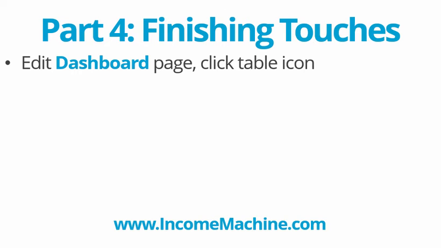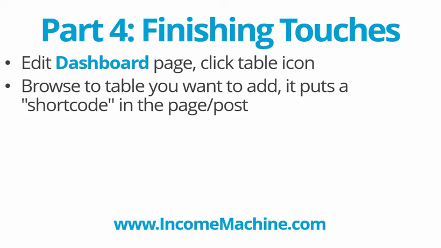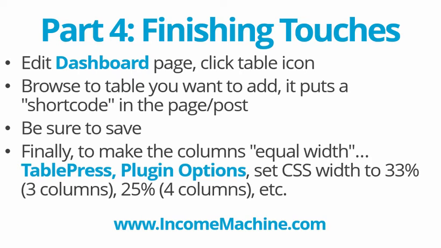Moving right along, in a second we will be editing the pages, edit the dashboard page, and there will be a table looking icon above the page contents we're editing. You click on that and it will show you a list of the tables you created in TablePress. It'll be easy to find because we only created one single table. Be sure to save, and then finally the only tricky part, I promise, is to set the columns to an equal width. And so the place to do this is TablePress plugin options, and there will be a special text box to fill in CSS information.